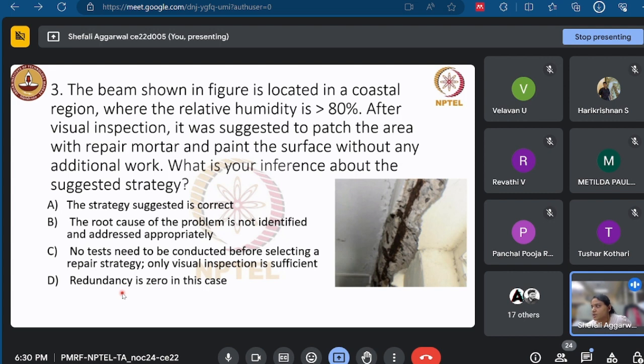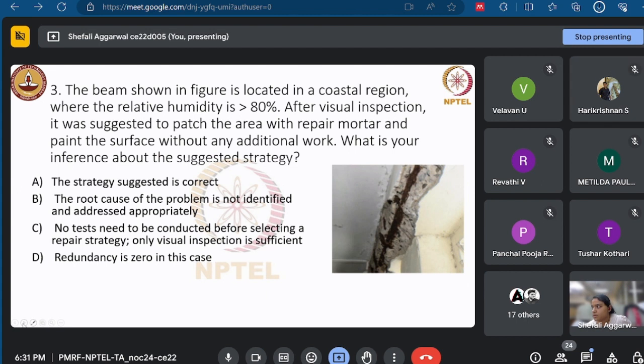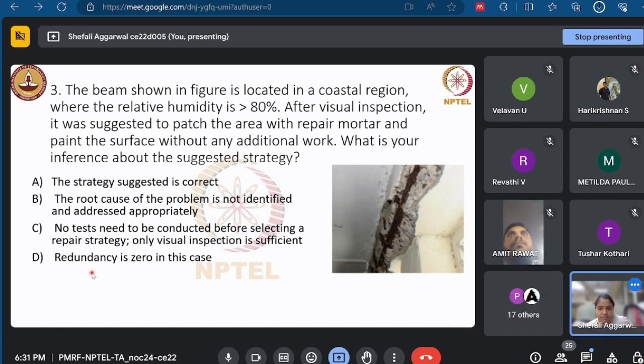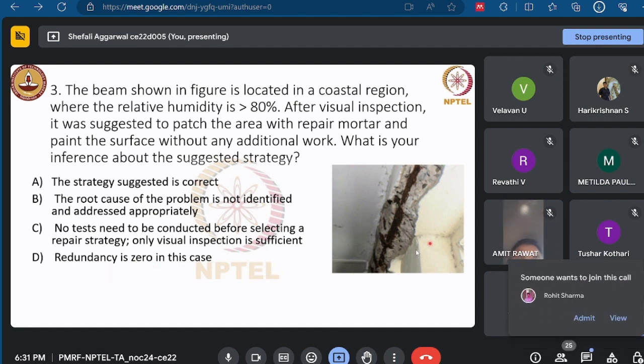Redundancy is zero in this case. What is redundancy? Redundancy means multiple repairs. We don't need to do multiple repairs in this case. But if we are doing patch repair simply, there are chances we have to do it again. Repetition will come. Yes.